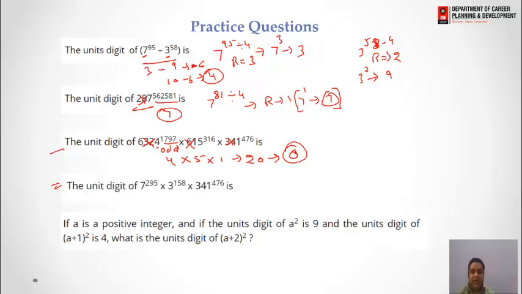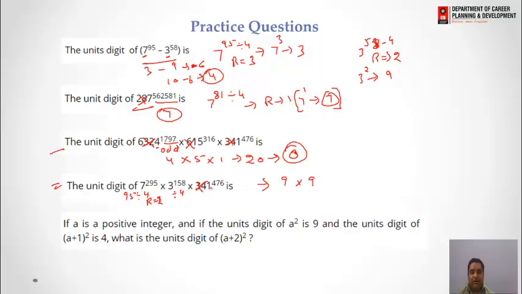The third question, the unit digit of 7 power 295 plus 3 power 158 plus 341 power 476. For this, 34 has no significance. 3 power something, it means we just need to check the divisibility of the power by 4. If the power is big, we just need to divide the last 2 digits. 95 by 4, the remainder we have is 3, and for 7 power 3 the unit digit is 3. Then 3 power 158, 158 divided by 4 gives remainder 2, and 3 power 2 again, the number is 9.